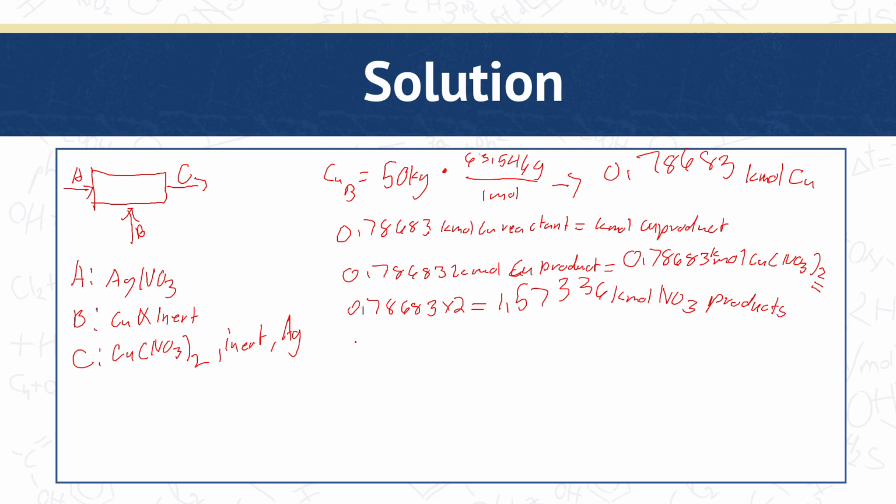From here, you can then solve for your amount of kmoles of nitrate in your reactants, which is going to be equal to the initial value, 1.57336 kmol of nitrate in your products, which is then equal to kmol of nitrate in your reactants.